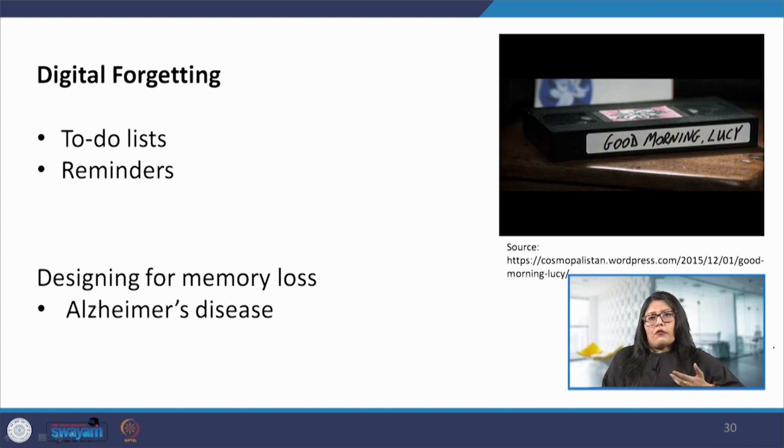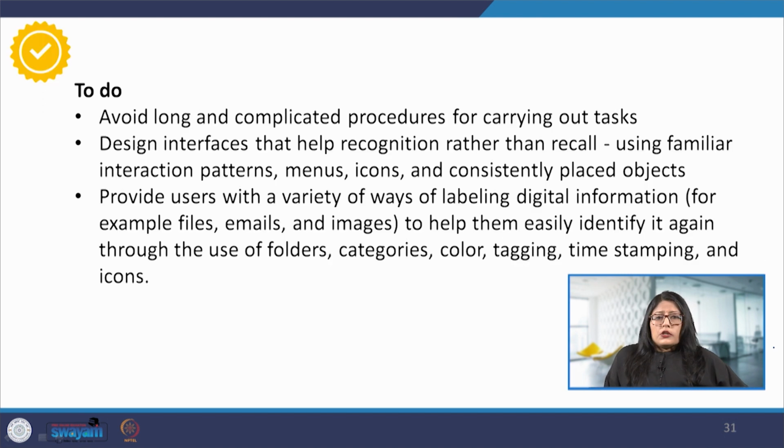So how can we also design interactive systems for people who need to retrieve information, to remember very basic things, even remembering their family's faces? This becomes very important for designers as well. So here we can see that long complicated procedures should be avoided, so that the user can quickly understand, memorize it and use it when required.